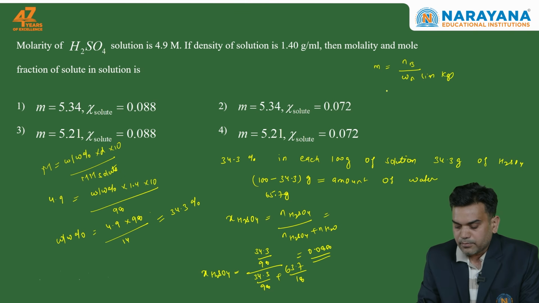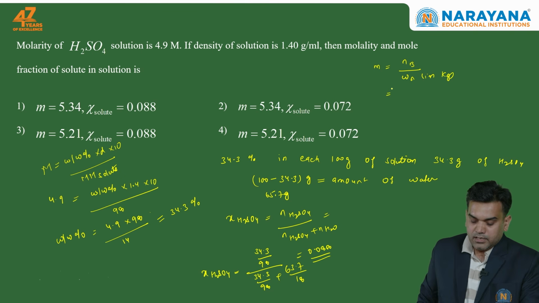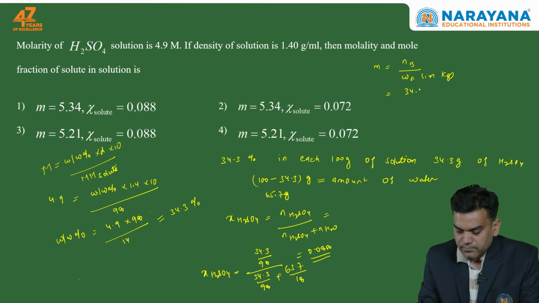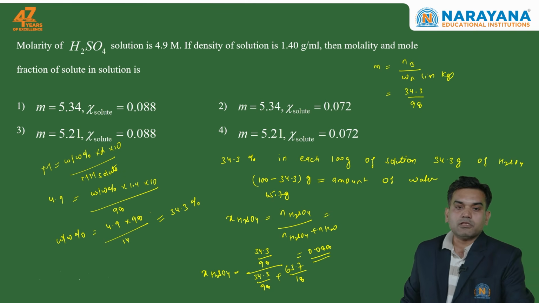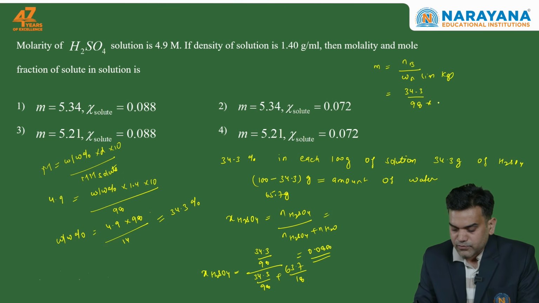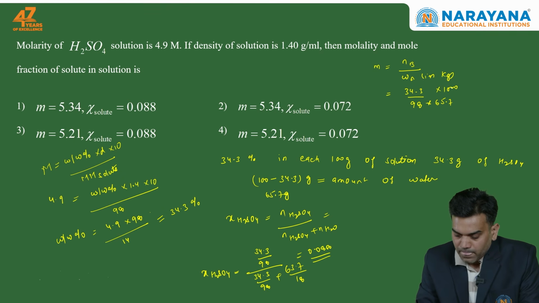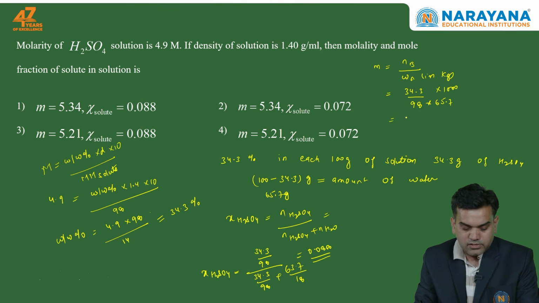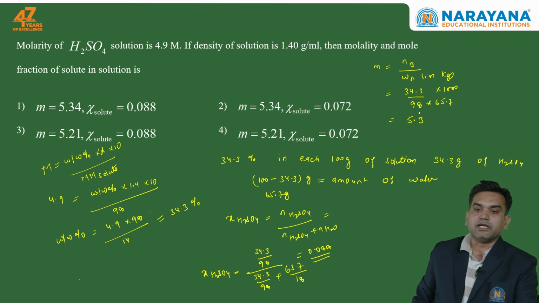It should be in kg. So simply again we had to find out 34.3 by 98, this is the moles of H2SO4, divided by the weight of solvent, which is 65.7 grams. So we have to convert this grams into kg, so I have to multiply over here by 1000. After solving, you will find this value is approximately equal to 5.3, 5.4 approximately.